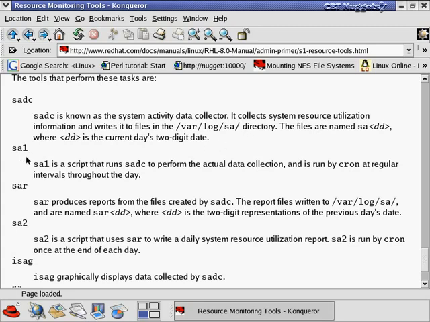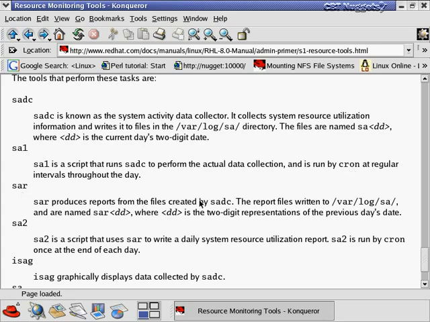Okay, then SA1 is a script that runs SADC to perform the actual data collection. So SA1 is this script, and you're going to have that run by cron at regular intervals throughout the day. Okay, and we learned about cron back in the introductory videos. Cron is the tool that you use to make scripts run at regular intervals, either throughout the day or the month or the week or however you set it up.